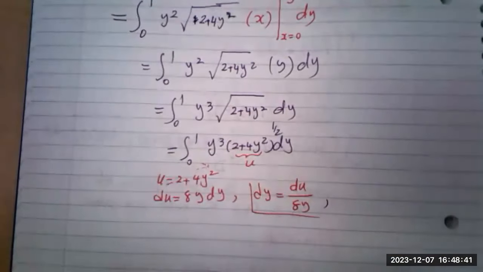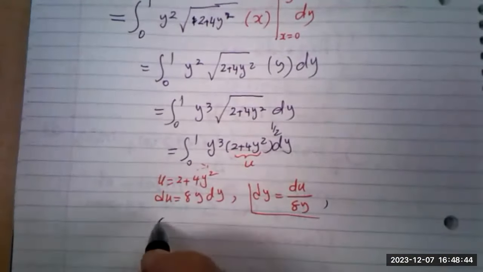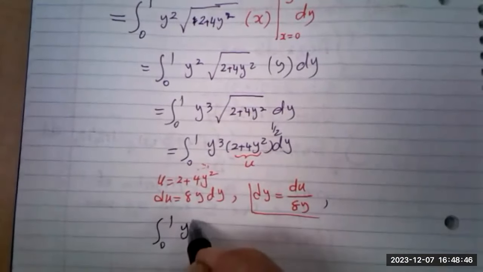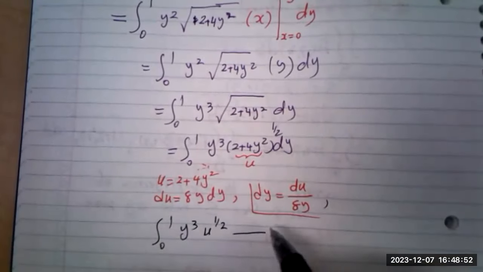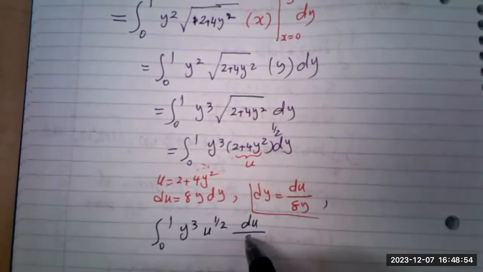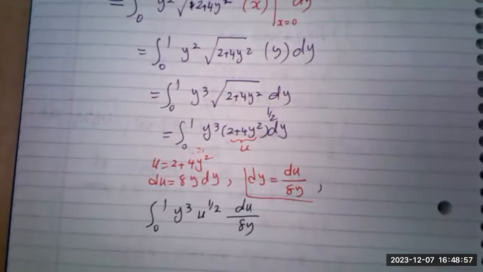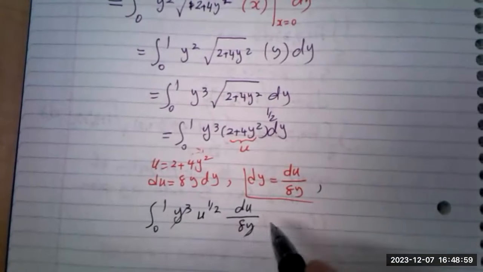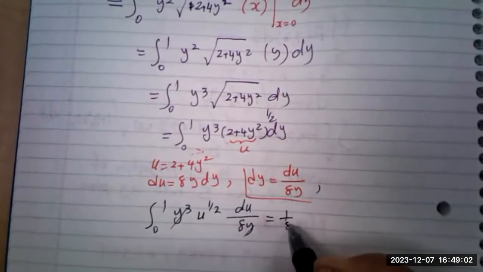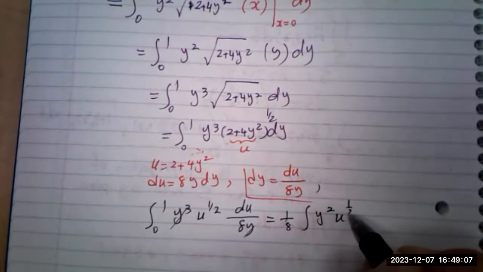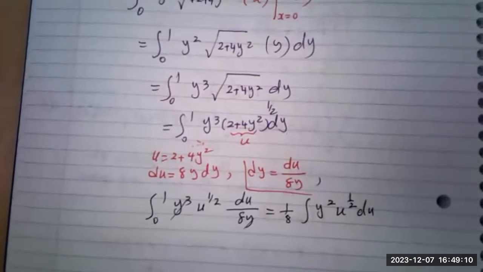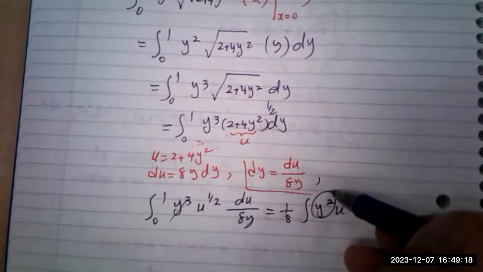You can literally substitute so that you see the difficulty. From 0 to 1, this is going to be y cubed, this is going to be u to the half, this is going to be dy. dy is du over 8y. One y would cancel out, and the 1/8 goes outside. So you end up with y squared u to the half du. But you have to remove the y squared to be able to integrate it in this case.